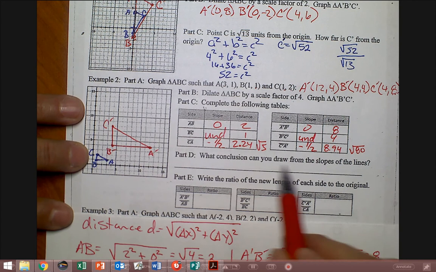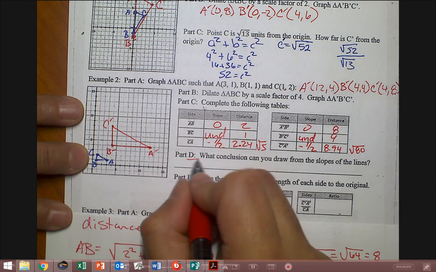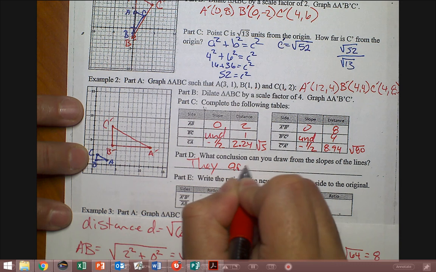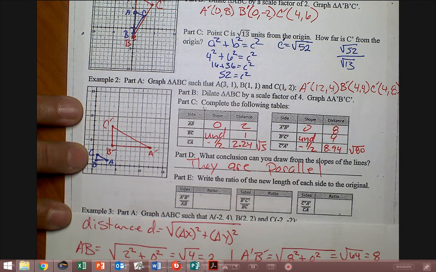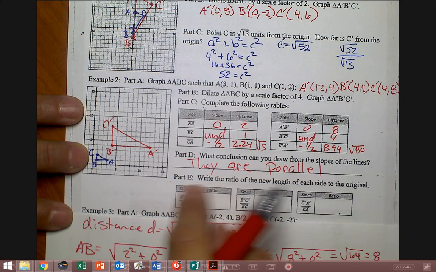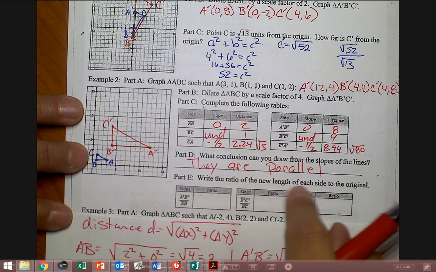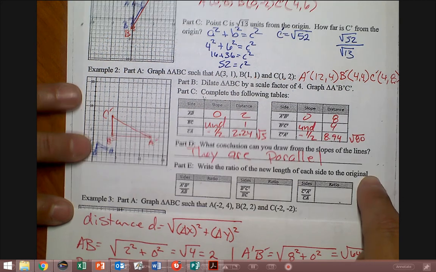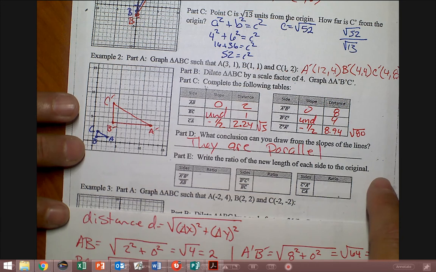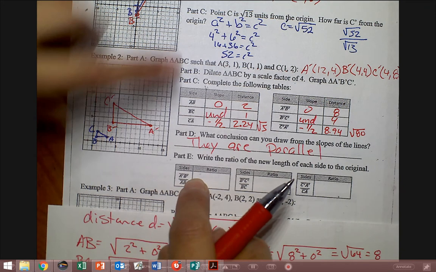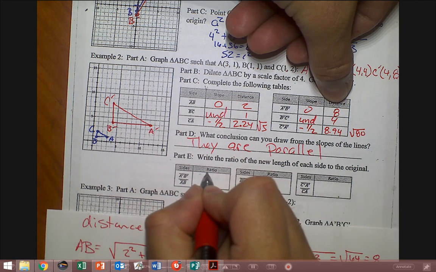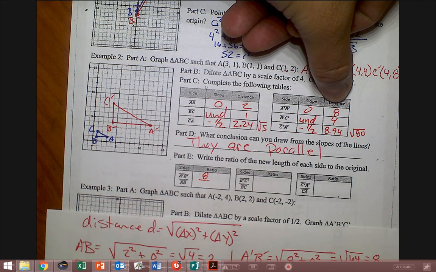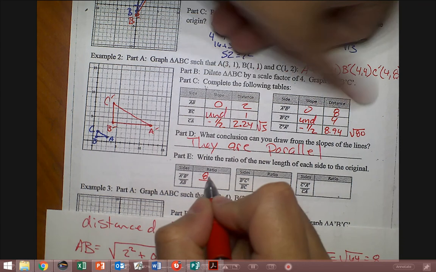What conclusion can you draw from the slopes of the line? They are parallel. So they are going to be parallel. E. Write the ratio of the new length of each side to the original. So we're setting up our ratio, right, Angelica? So, right here, so this first one, I would write 8 over 4, right? No, I'm sorry, 8 over 2.